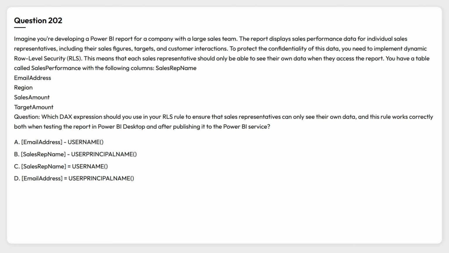You have a table called Sales Performance with the following columns: Sales Rep Name, Email Address, Region, Sales Amount, Target Amount. Question: which DAX expression should you use in your RLS rule to ensure that a sales representative can only see their own data, and that this rule works correctly both when testing the report in Power BI Desktop and after publishing it to the Power BI service?